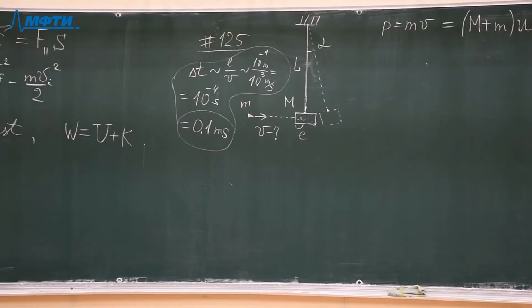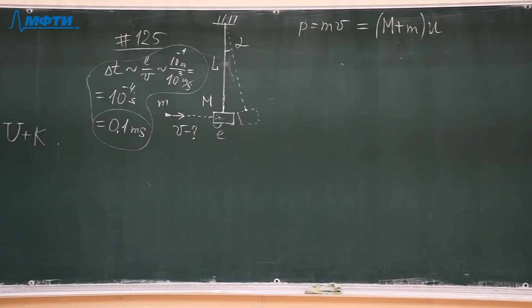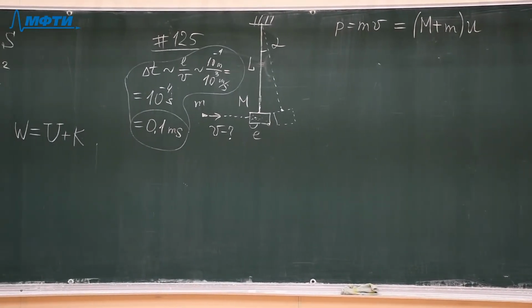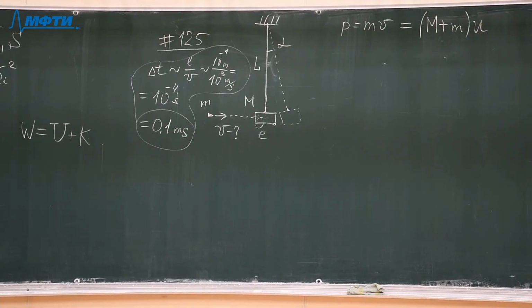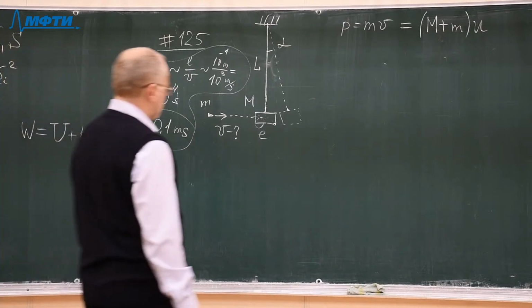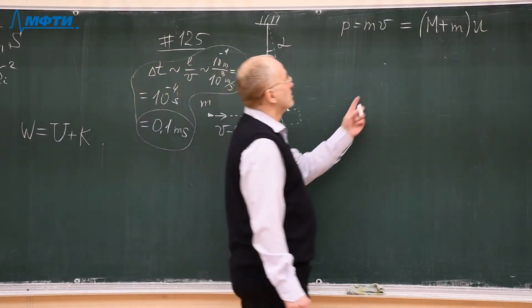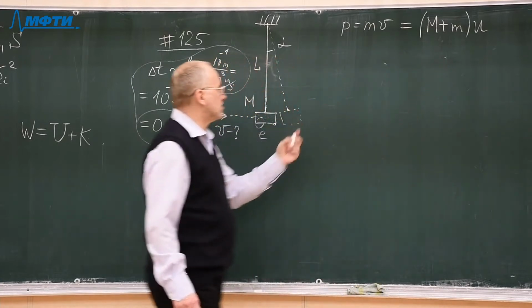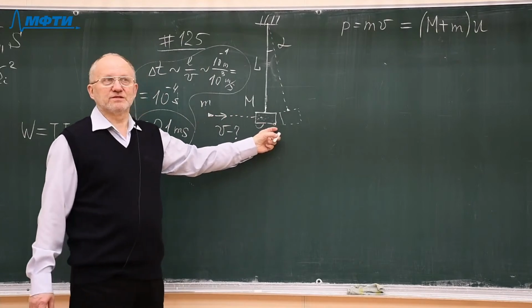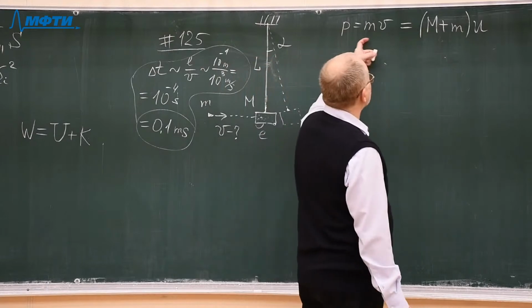The law of conservation of momentum can be applied when no external forces act on the system of bodies. Only internal forces are present here. In this case, the momentum of the system is conserved. What is the system here? The bullet plus the box with the sand. That is the system of two bodies, and its total momentum must be conserved in time.